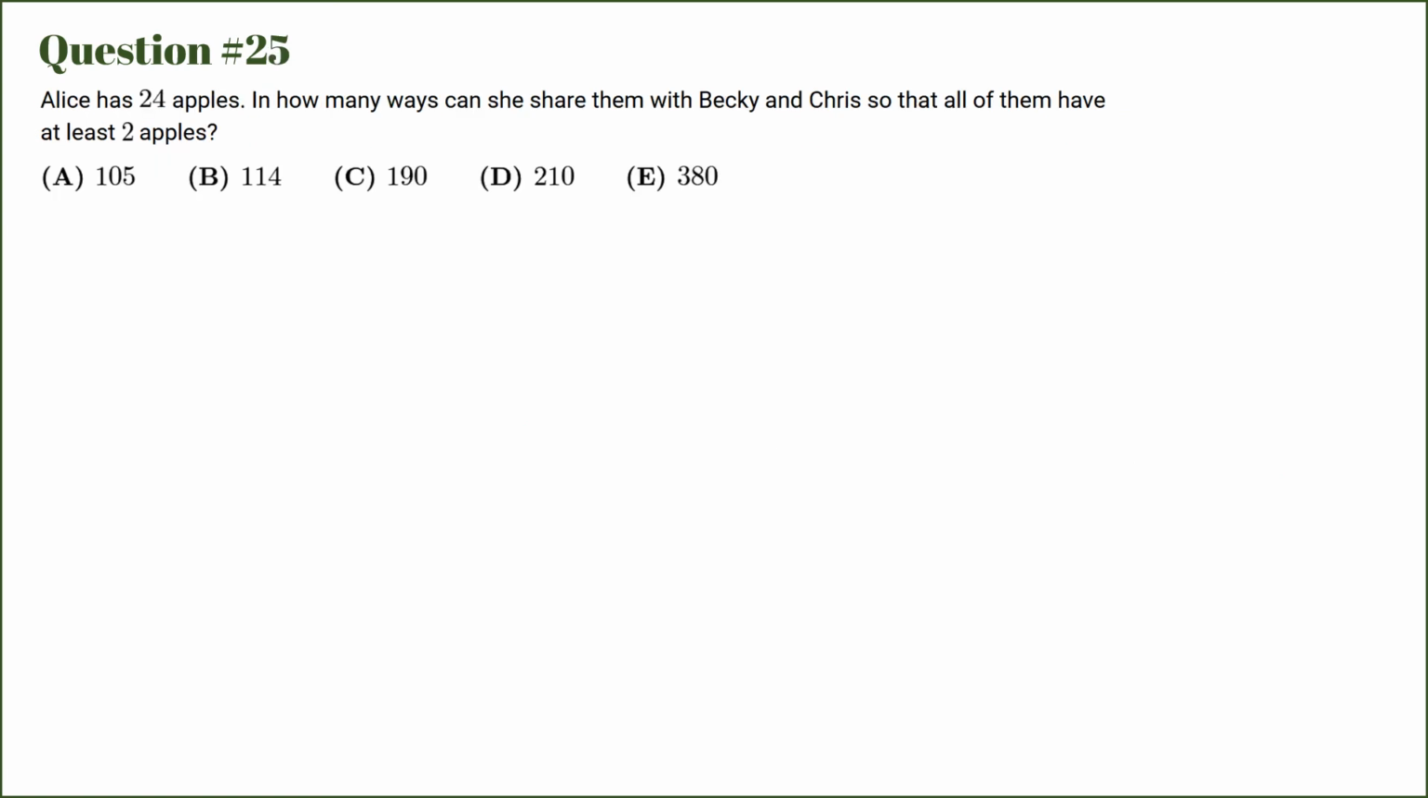Question 25 states, Alice has 24 apples. In how many ways can she share them with Becky and Chris so that all of them have at least 2 apples? So first of all, let's assign 2 apples to Alice, Becky, and Chris. So if they all get 2 apples from the beginning, then there's 24 minus 6, or 18 more apples you can distribute among them. Or not fairly, just the number of ways you can distribute them.